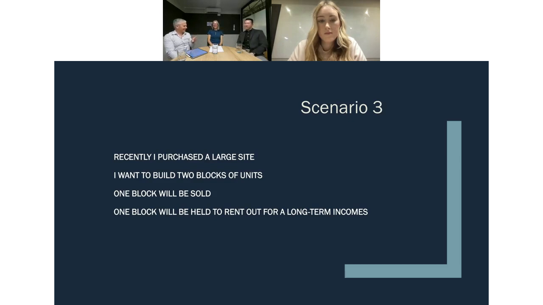Yes. So you've just bought your land and you're going to hold some. You have to remember, of course, it's still subject to the bright line period for those retained units. Now, you're putting up new builds, so at least it's going to be a 5-year test and not a 10-year test. But you need to keep that in mind. And of course, your general tainting as well.